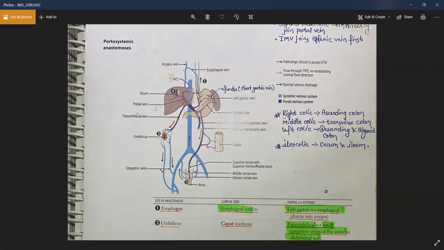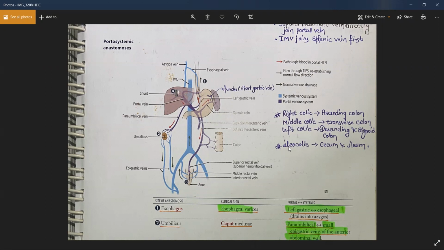Now, can anyone tell me the right colic artery is a branch of which artery? Superior mesenteric or the inferior mesenteric? Superior. Yes. And the middle colic artery? Superior again. And the left colic artery? Inferior. Similarly, the right colic vein and middle colic vein will be draining blood into the superior mesenteric vein. The left colic vein will be draining the blood into the inferior mesenteric vein. The ileocolic artery supplying the cecum and ileum, and the vein draining them, will drain the blood into the superior mesenteric vein.